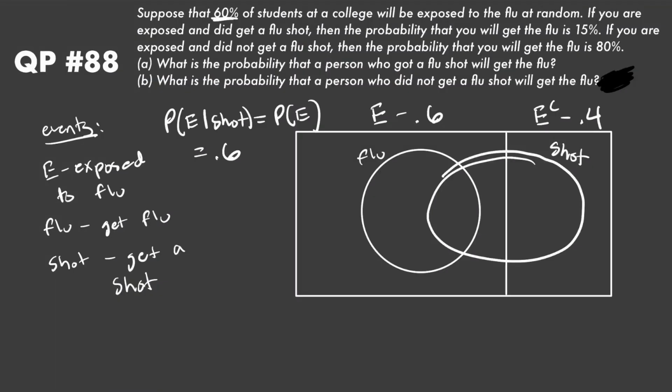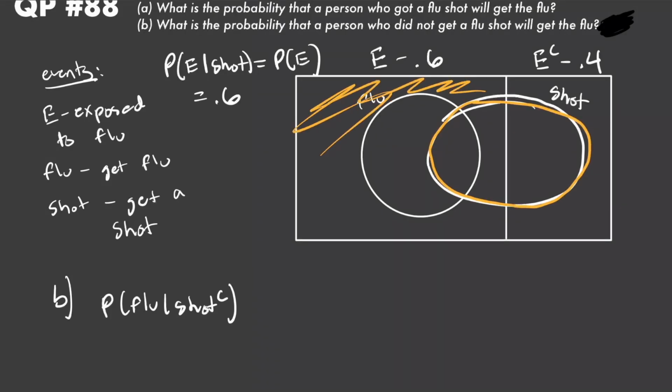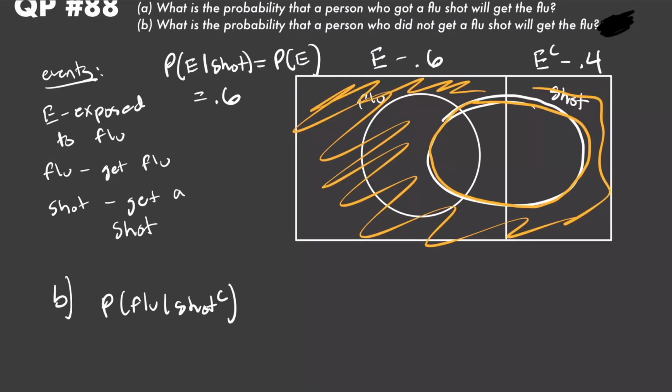Okay, now sadly we still have to do part B. What is the probability that a person who did not get a flu shot will get the flu? So probability of flu given shot complement, let's say. So what's it asking for? When we restrict ourselves to shot complement. So I'll draw a circle around shot, and everything outside of shot is shot complement, obviously. So now what's the probability I get the flu given I'm within this region? So this green part right here.